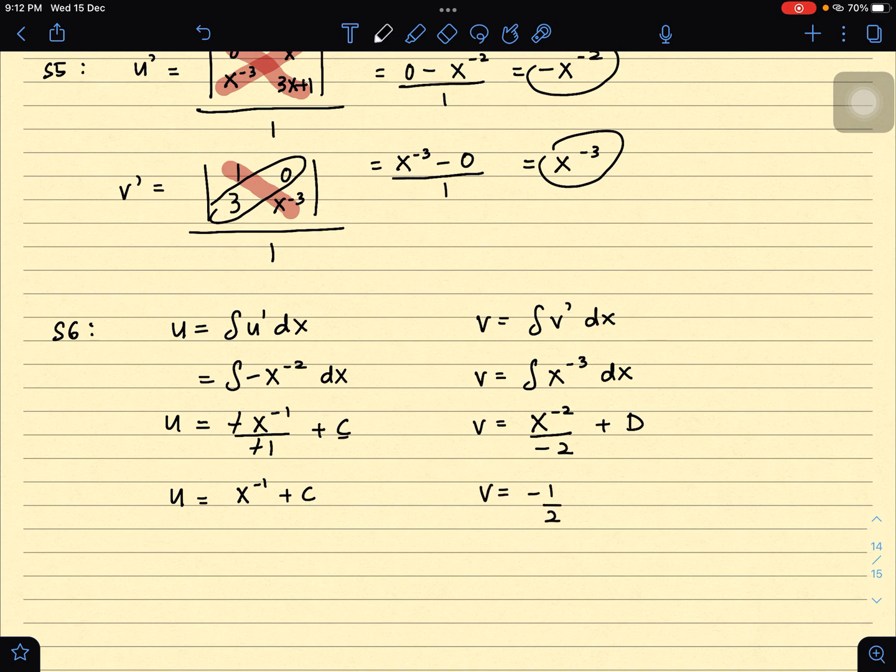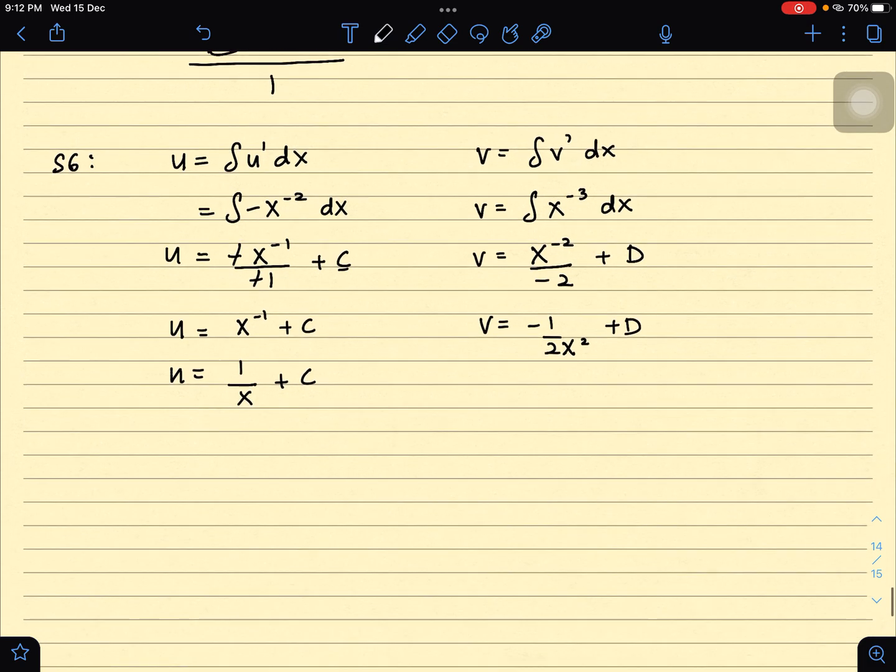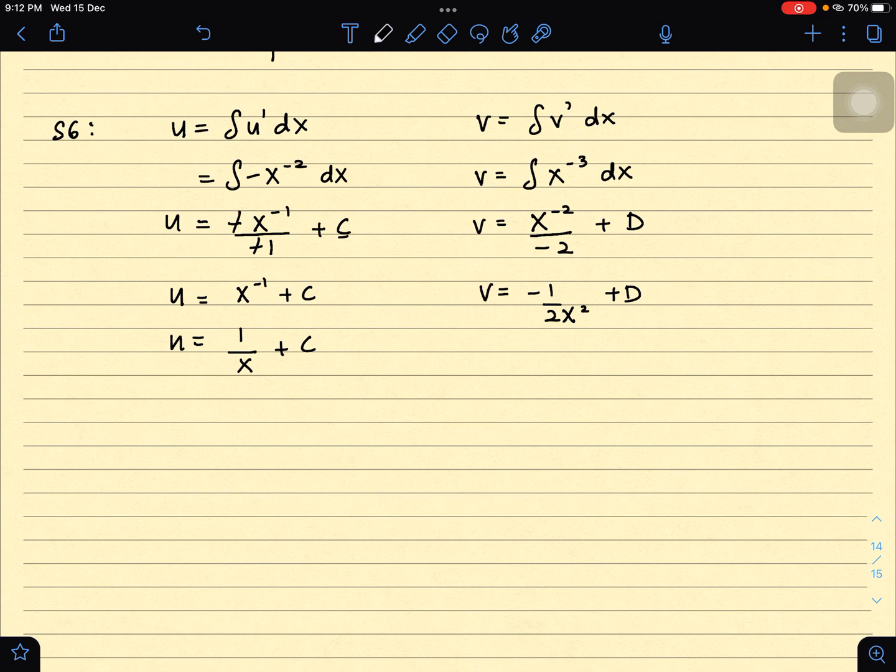Okay, X kuasa negatif 2 ni saya nak bawa dia turun bawah, tambah dengan D. So yang ni pun samalah, U ni saya nak bawa turun bawah X kuasa 1. So 1/X plus C. So sekarang kita dah ada kita punya U, kita dah ada kita punya V. Kita pergi ke step number 7. Kita nak tulis kita punya YP, di mana YP adalah U darab Y1 tambah V darab Y2.